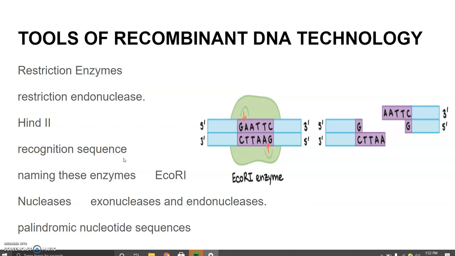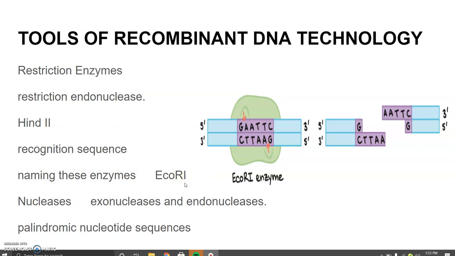So naming of these enzymes, how do we name these enzymes? Here the first letter of the name comes from the genus and the second two letters come from the species of the prokaryotic cell from which they were isolated. For example, EcoRI comes from Escherichia coli RY13. So in EcoRI, the letter R is derived from the name of the strain, and Roman numbers following these names indicate the order in which the enzymes were isolated from that strain of the bacteria.